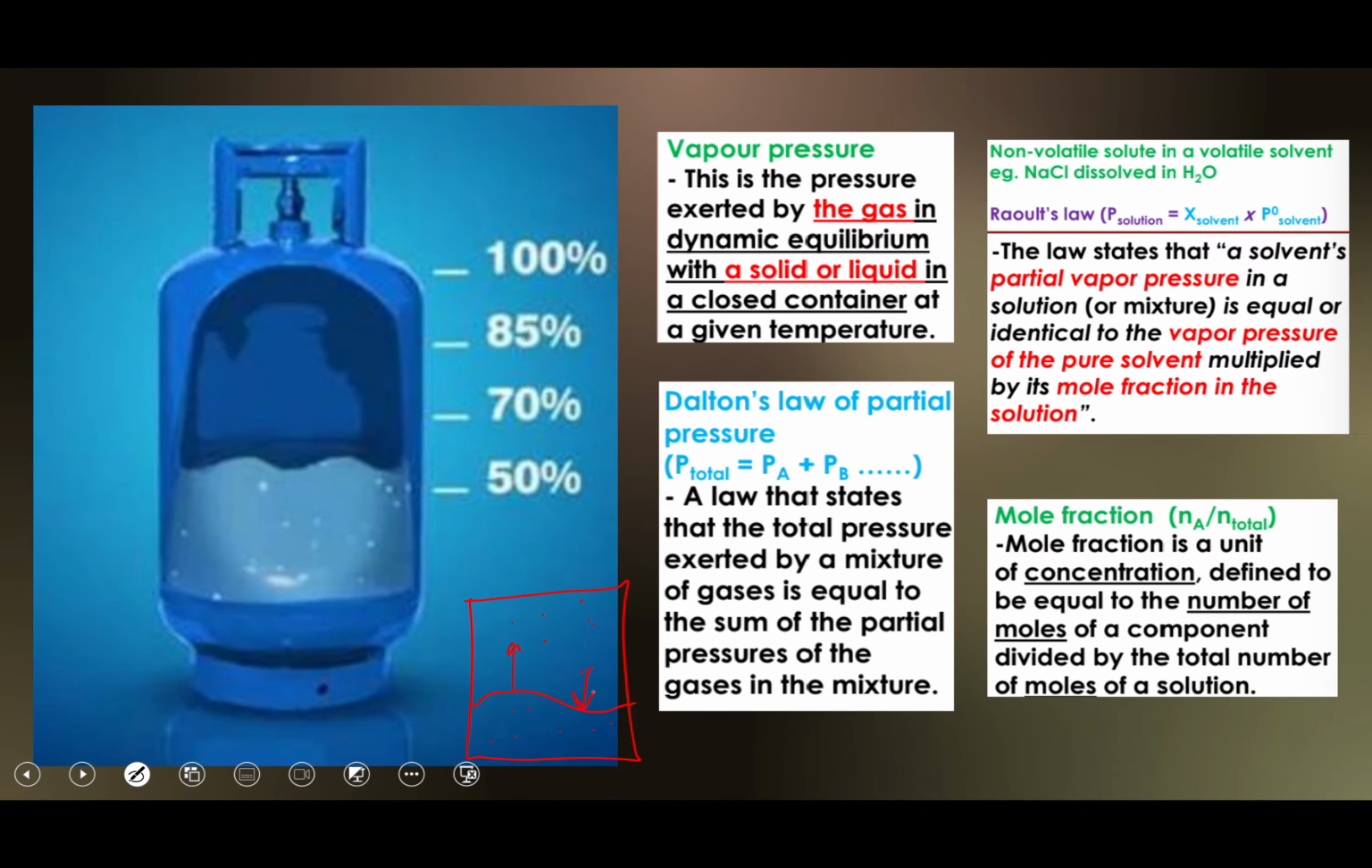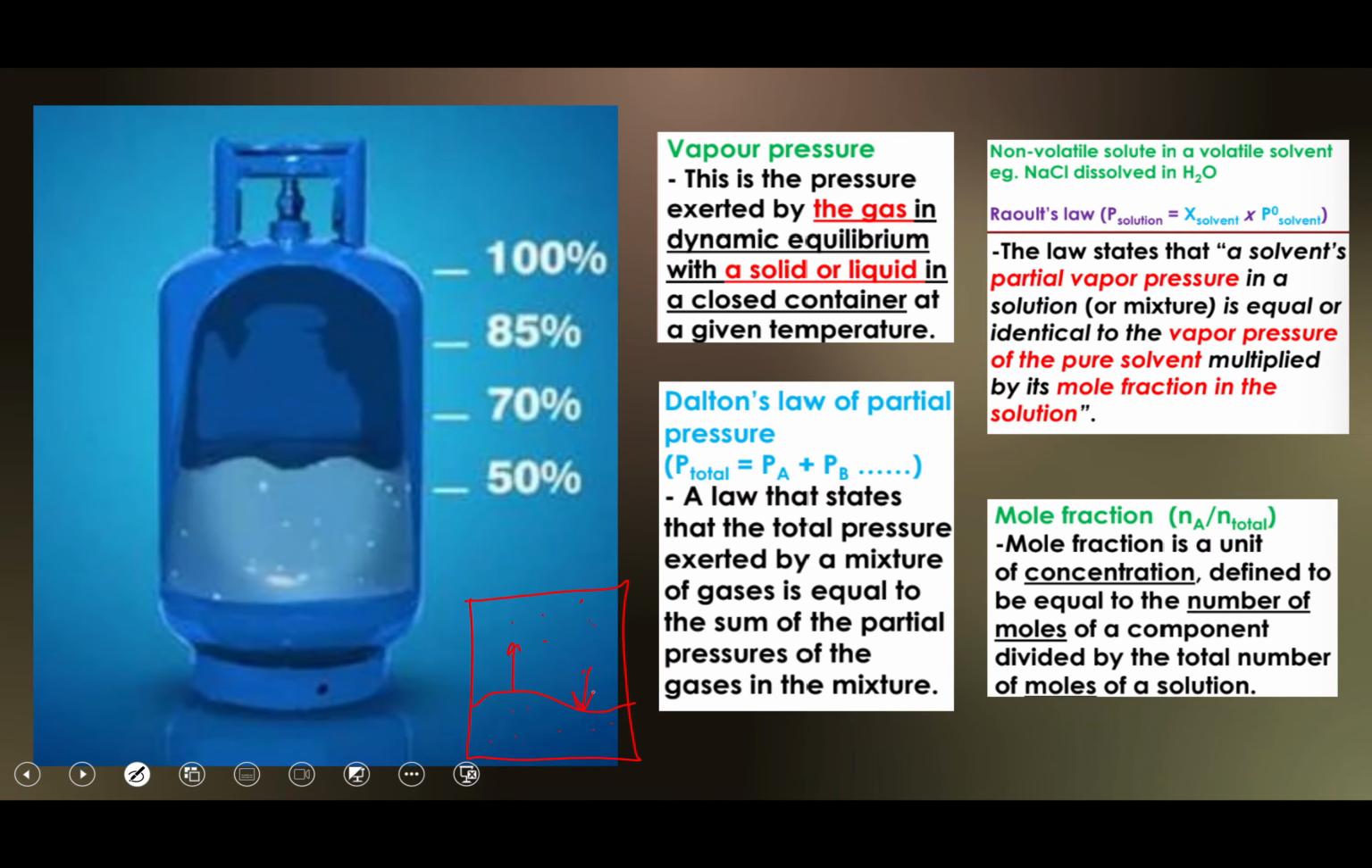Na over n total. The mole fraction is a unit of concentration defined to be equal to the number of moles of a component divided by the total moles of a solution. So if we have a solution of 10 moles and 5 of the moles are nitrogen and the other 5 are oxygen, then the mole ratio is going to be 5 upon 10, which is 1 upon 2. So that's how the mole ratio works.